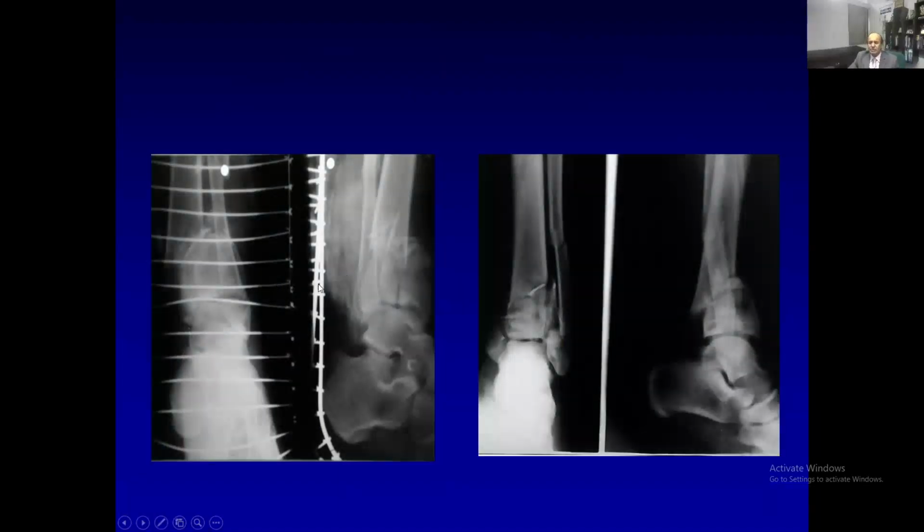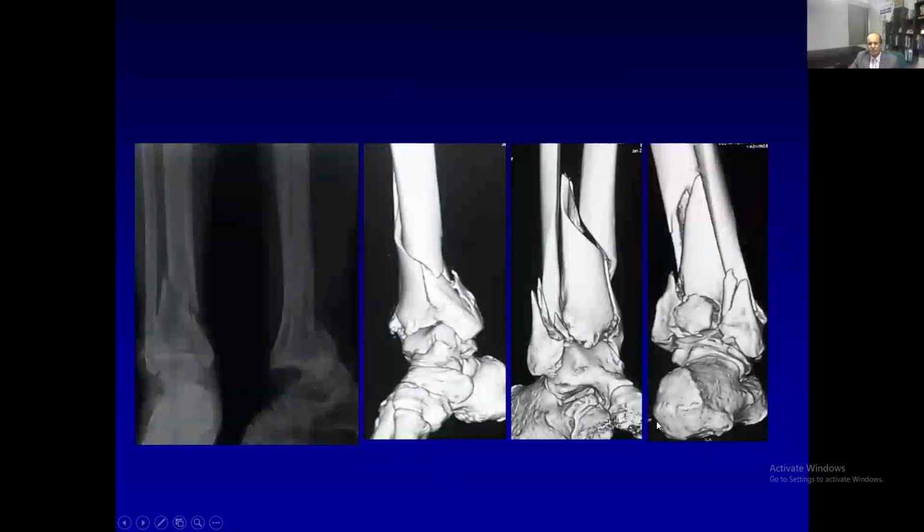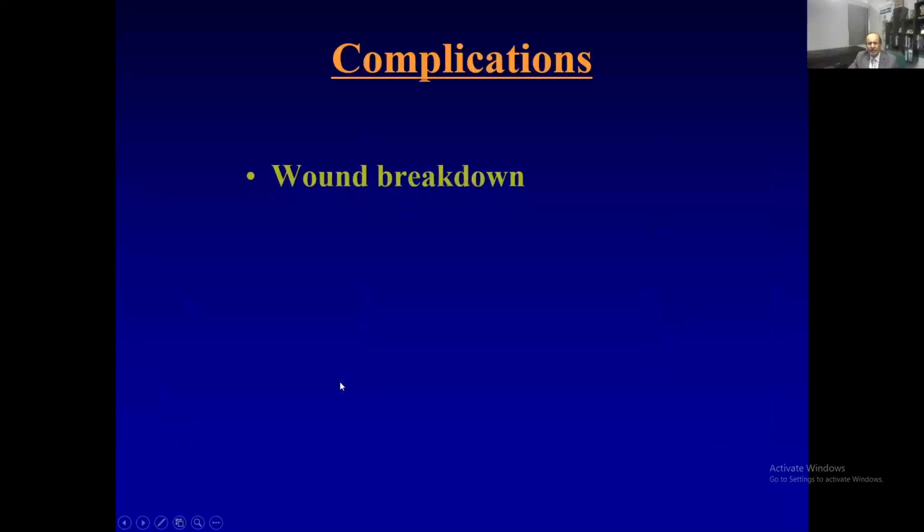Here are some examples of pylon fracture. This is a relatively simple fracture, slightly more comminuted. This is associated with dislocation and significant comminution and a fracture of the fibula as well.